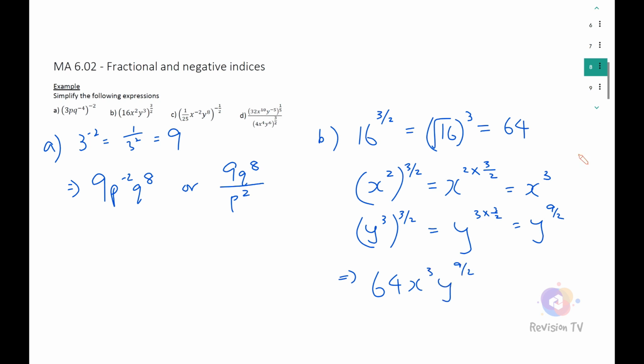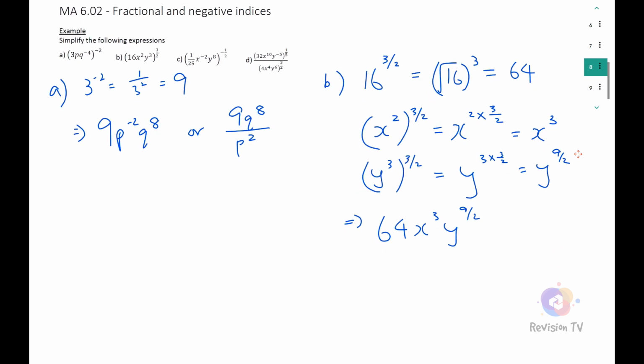Now, of course, these are the trickier, harder questions compared to previous ones. C. Sorry, I can't do alphabets. I should know. A, B, C, D. Right. 1/25. First of all, this time with negative a half.